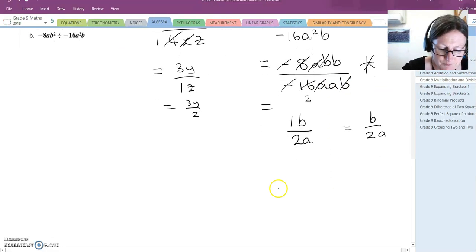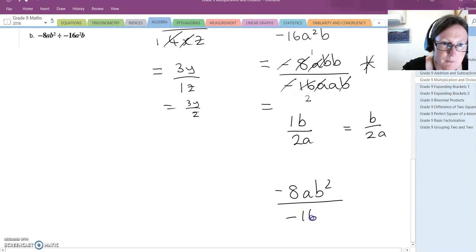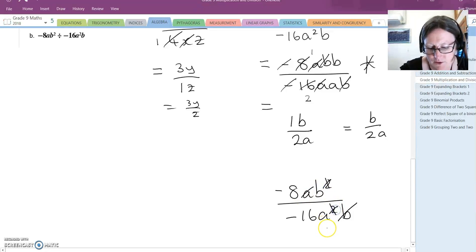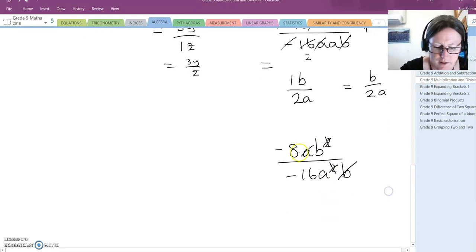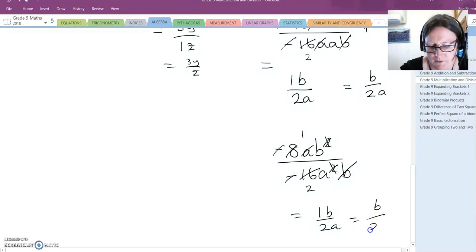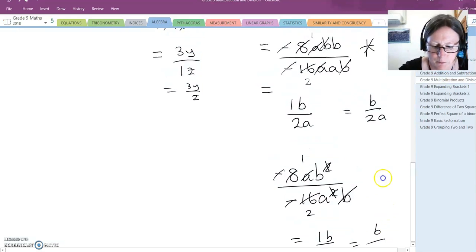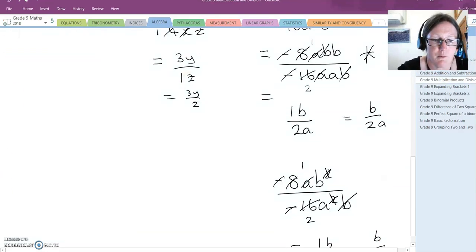If you don't do that, then let's go back and look at it. Another way to do it is to cancel that b with one of those. So that's gone because we've used one of those. Cancel that a with one of those, so it just leaves us with the a. Then 8 into itself once, 8 into 16 twice, cancel the negatives, so the answer is 1b over 2a, or just b over 2a. Okay, same thing, but showing you two different methodologies.